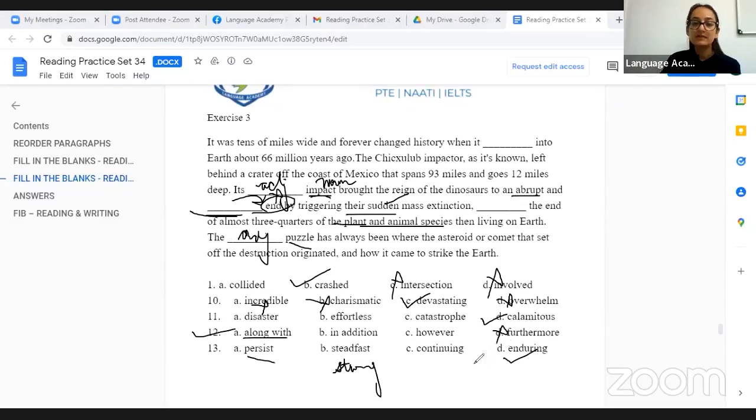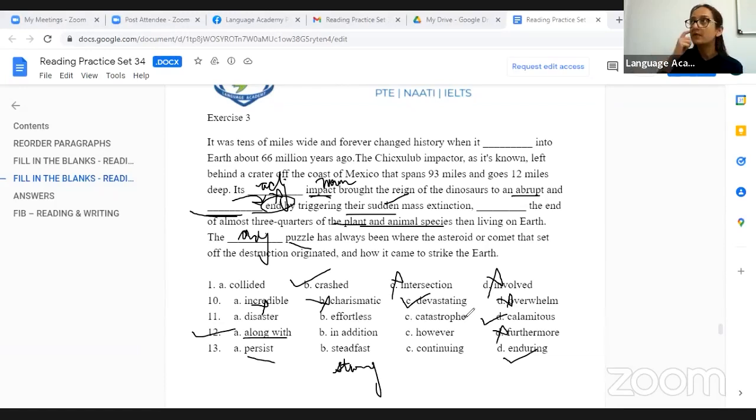So listen to the answers again. The first one is crashed because it is more severe. It is more disastrous than the word collided. It's a bit lighter than crashed. That is why we'll go with crashed in this form. Second, we needed a negative word. The other three options were positive. That's why we selected devastating. Third, we needed an adjective. The other two, disaster and catastrophe, were not adjectives, and effortless does not match the context. So we'll go with calamitous.